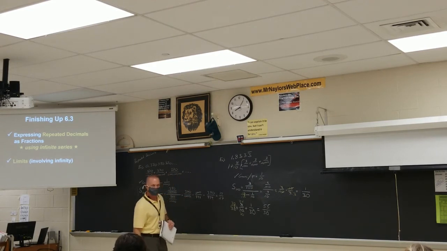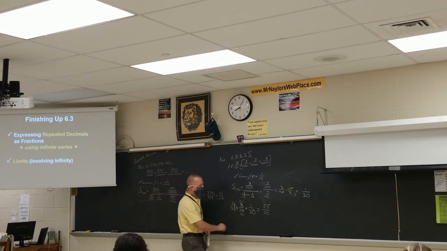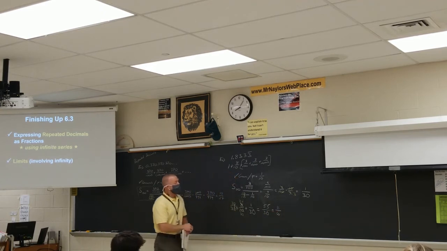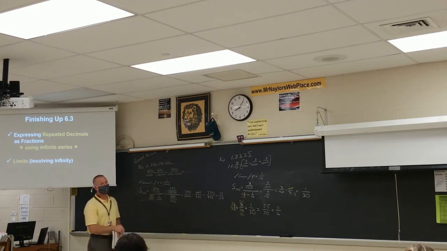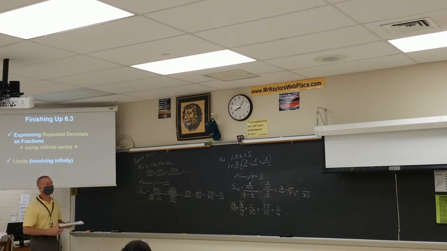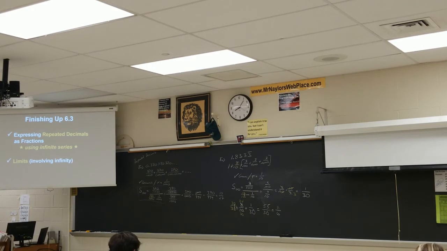You could reduce that. When it comes time to do this on a test, I'm not going to be too picky, but there are 5s that are common to this. So we could reduce it by 5s and get 11/6. And that's going to give you your original decimal. Repeated decimals are an odd concept, suddenly popping up with infinity. But basically, it's an infinite geometric series.